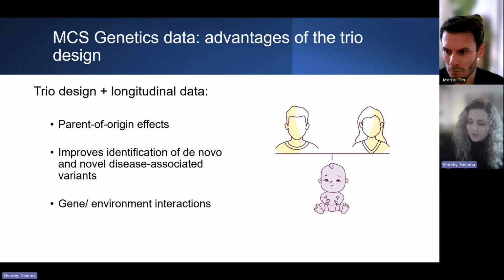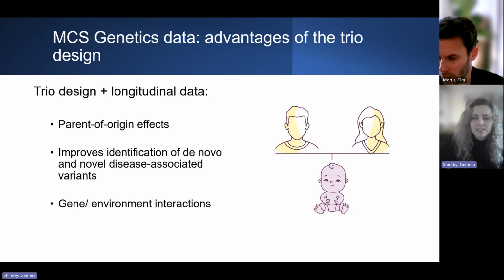And something else a lot of people are interested in are indirect genetic effects. So this could be the genetics of the parents, which influence the child without the child actually having the genetic variant themselves.